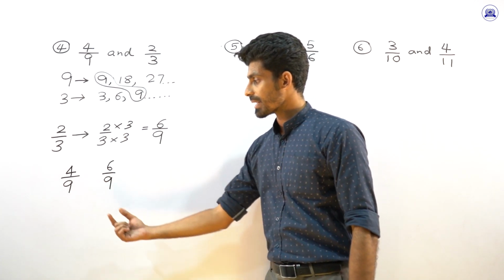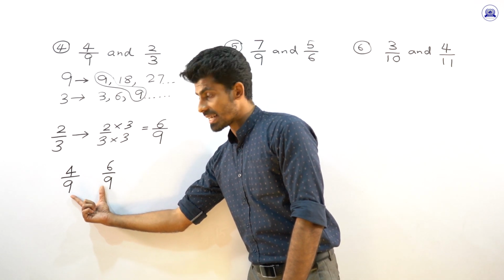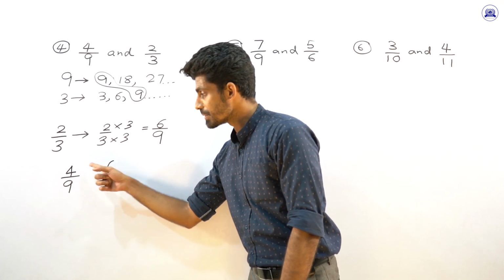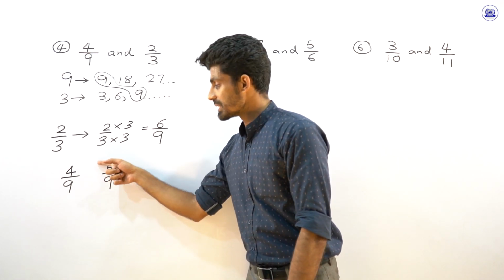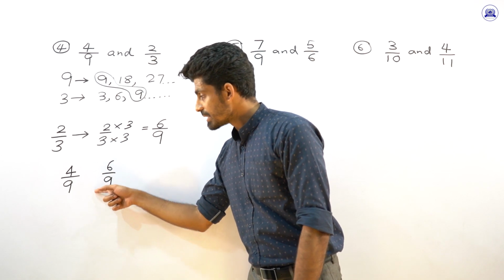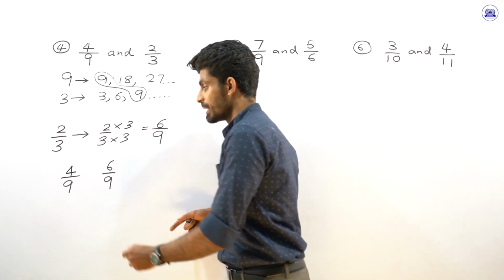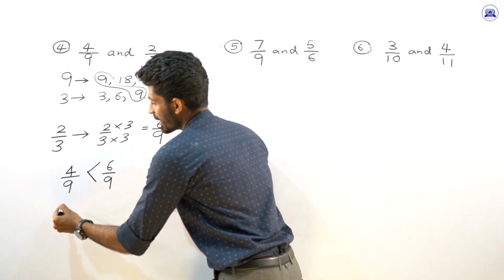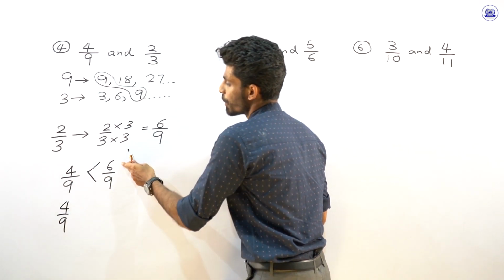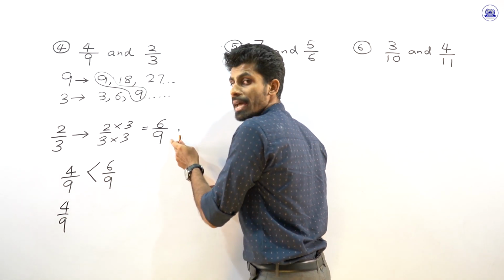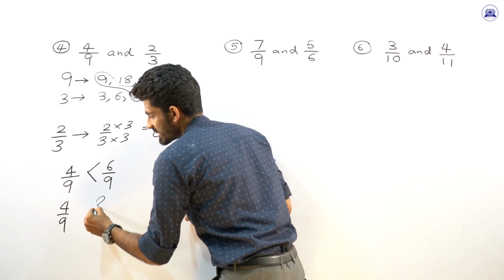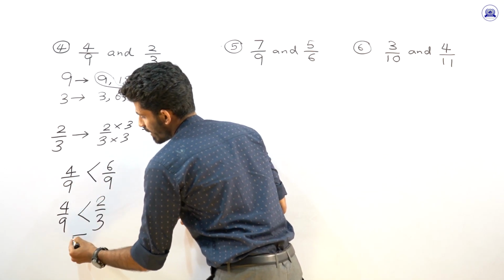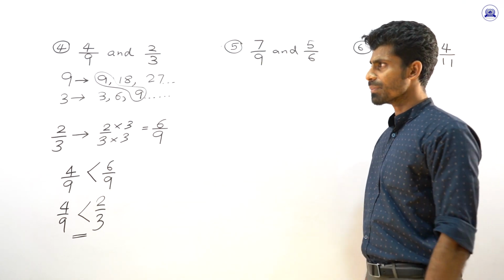Which one is the largest one? Same denominator means you need to consider the numerator. So 6 is the largest value. The largest numerator has the largest fraction. So this one is the largest one, not 4 over 9. So 6 over 9, what is that fraction? 2 over 3. So this is the value. Very easy, right? Very easy.